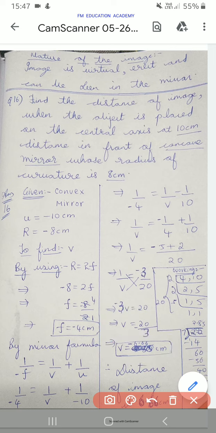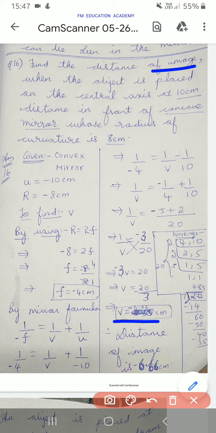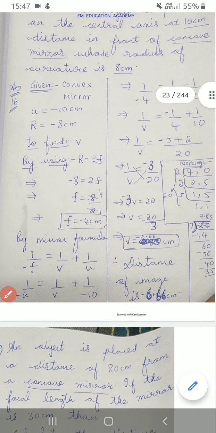Okay. So since it is negative, we can say that it is an inverted image, and also it is asking us to find out distance of image, right? Distance of image means nothing but image distance. So what is the image distance? Minus 6.66 centimeter. Remember this.